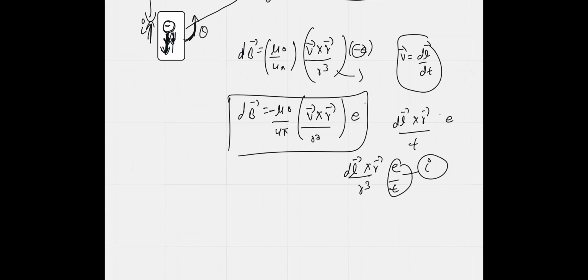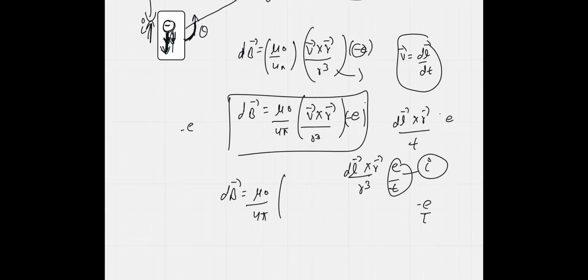Fine. If you just finally put the things over here, mu naught by 4 pi. And one more thing: this is minus e by t, right? We keep it as it is, this negative inside. This is minus e by t. Minus e has velocity in the downside direction, and we are going to keep it upside.